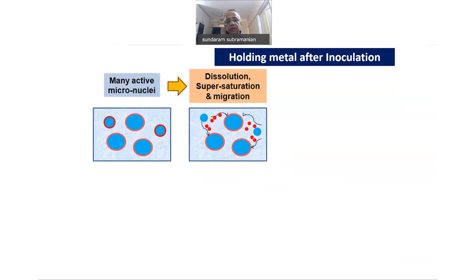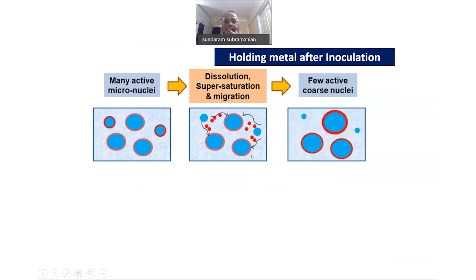nucleus. So now you will see in this picture there are two nuclei which have lost their active shells. The elements have gone to the coarser ones. This is how it looks schematically.